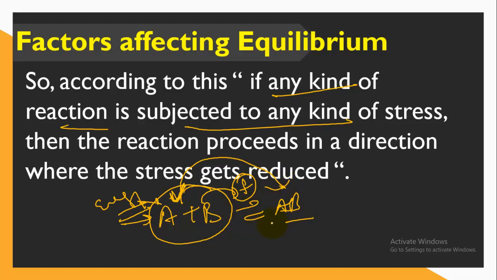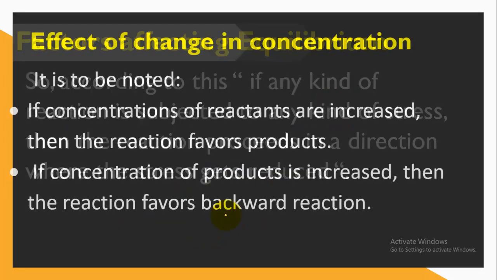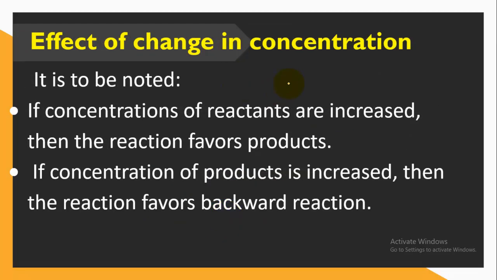Likewise, if you increase the pressure, then the reaction will shift in the direction where the pressure gets reduced. Or if the pressure is reduced on one side, then the equilibrium will be favored towards that side where the stress due to pressure can be reduced. So let's study all the factors that affect the equilibrium, and explain them on the basis of Le-Chatelier's principle.